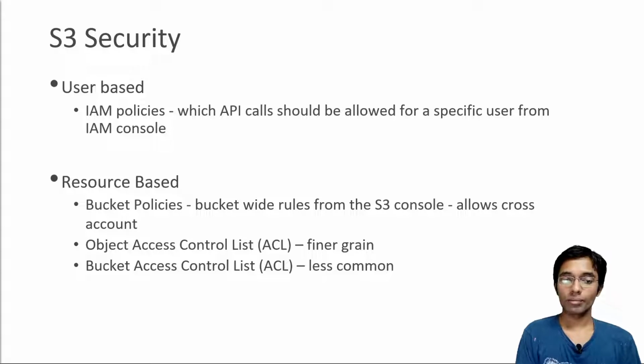So this is the bucket-wide rules from the S3 console, and we have seen that it's very helpful when we have cross-account access, because it allows the account that wants to access the S3 bucket to do so without having to assume a role and give up its permissions. Then we have the object ACL, which is finer grain, and finally the bucket access control list, which is less common. The exam will probably not talk to you about ACLs, but about S3 bucket policies, because this is the way forward for the exam from now on.